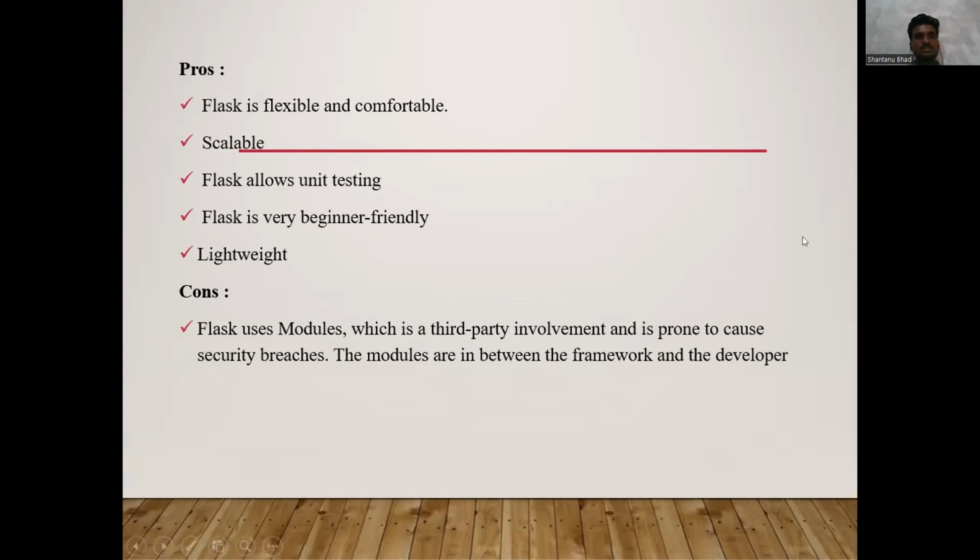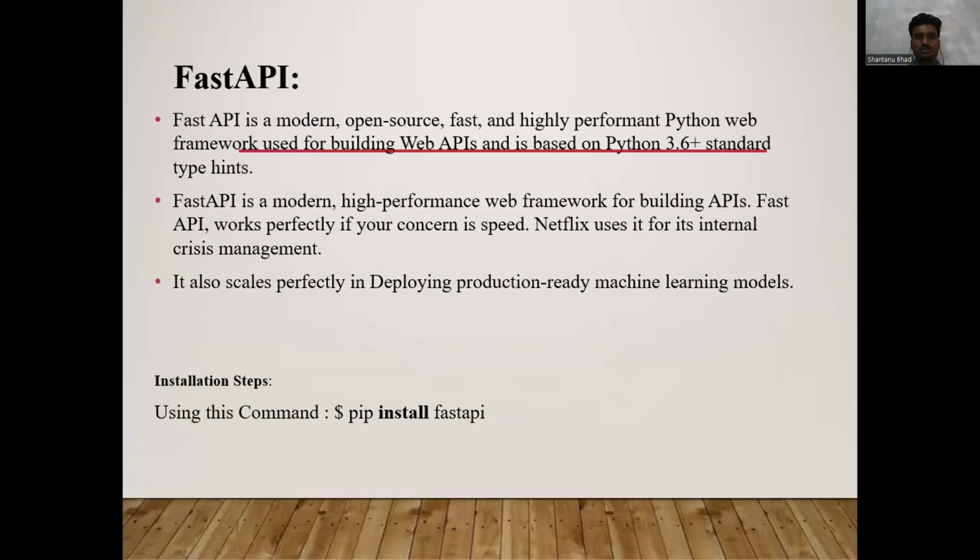The next one is FastAPI. FastAPI is a modern, open source, fast, and highly performant Python web framework which can be used with Python version 3.6 and above. It is a modern, high performance web framework for building APIs. FastAPI works perfectly if your concern is speed. For example, Netflix uses it for internal crisis management.